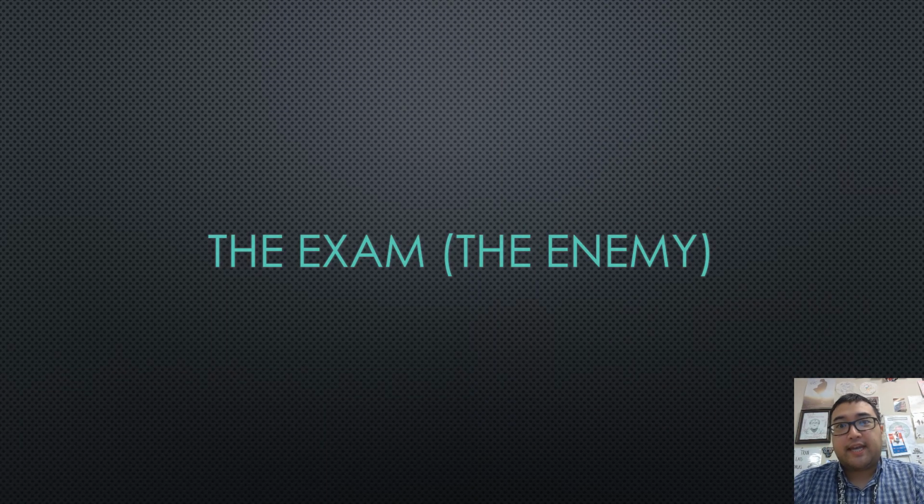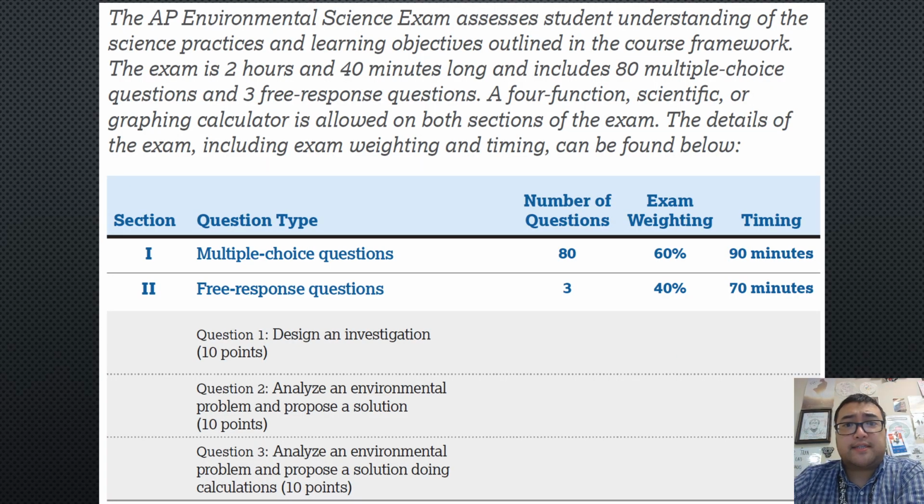Finally, we get to the exam, or what I like to call the enemy. In order to defeat your enemy, you must know your enemy. The AP Environmental Science exam is 2 hours and 40 minutes long, and it includes 80 multiple choice questions and 3 free response questions. This year, you get to use a 4-function, scientific, or graphing calculator on this exam. I'm going to go over how to use your calculator in our math review, and we're going to be practicing math quite a bit. There are 2 sections, the multiple choice and the free response.